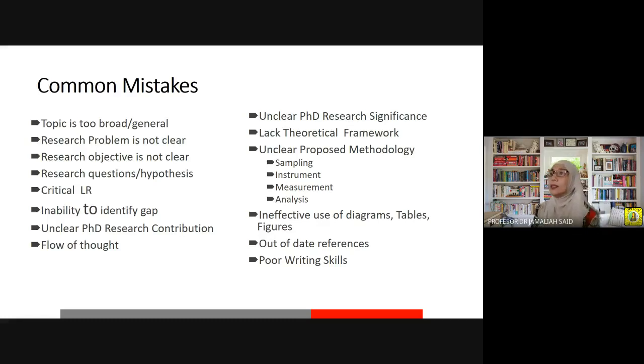Unclear research significance is mainly because the problem statement is not clear. Lack of theoretical framework: this is very common. No theoretical framework, this is what I should actually worry about. Can you imagine? You yourself answer a question like this. I ask you, what are the factors that contribute to student performance? Take a simple study. Assuming a student plans to study factors contributing to students' performance.